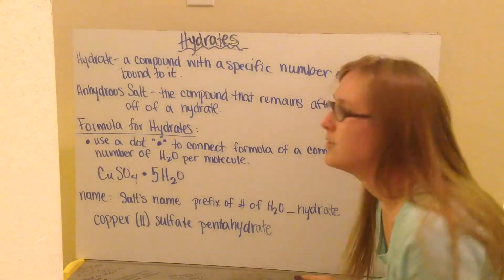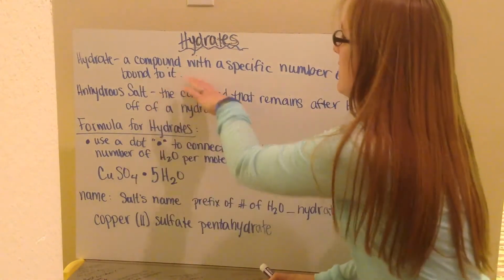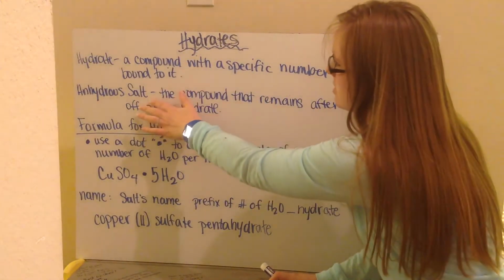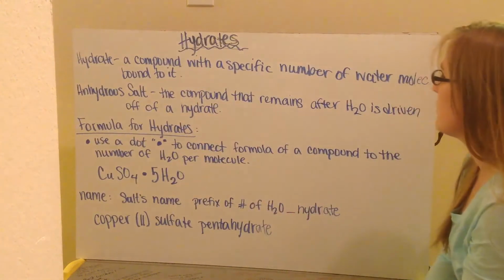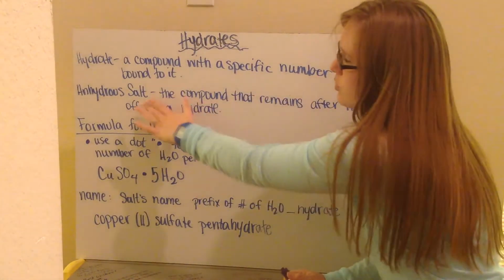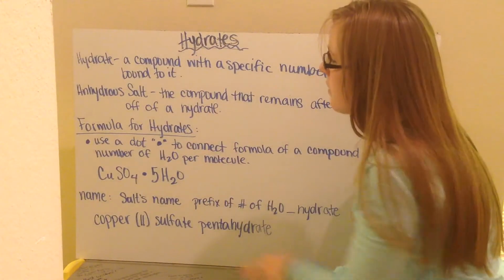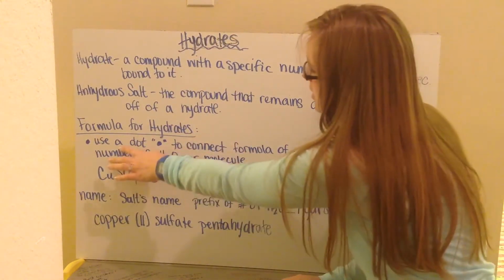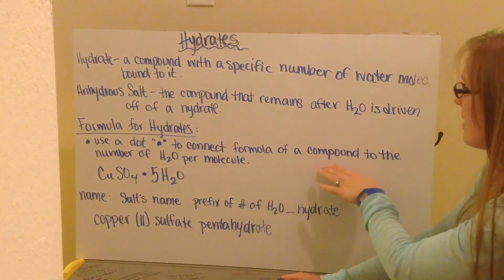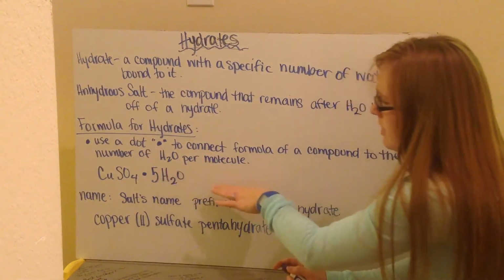This video is on hydrates. A hydrate is a compound with a specific number of water molecules bound to it. An anhydrous salt is the compound that remains after water is driven off of a hydrate. So this is just your normal ionic compound salt. For the formula of hydrates, we're going to use a big dot to connect the formula of a compound to the number of waters per molecule.